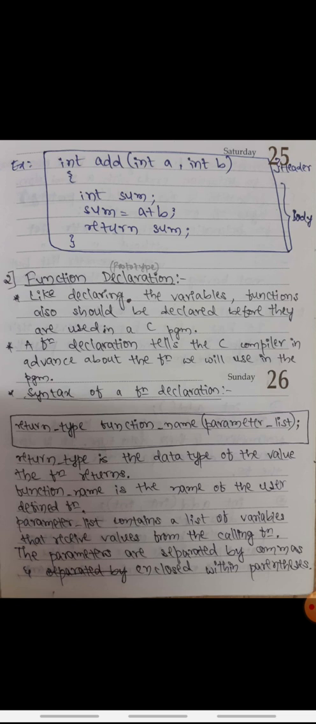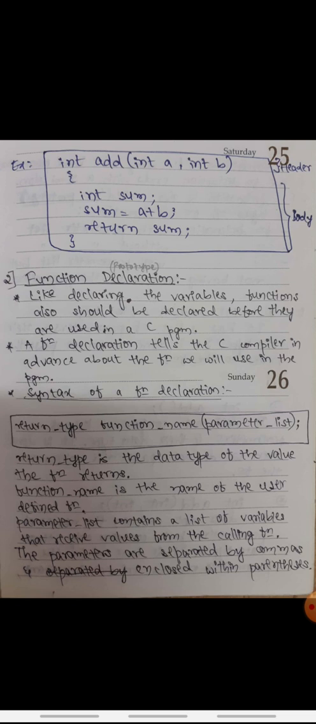The next part is function declaration, which is also called function prototype. Like declaring variables, functions also should be declared before they are used in our C program. A function declaration tells the C compiler in advance about the function we are going to use in our program. The syntax to declare the function is: you write the return type, then the function name, and in parentheses write the list of parameters separated by commas. And the function declaration must end with a semicolon.